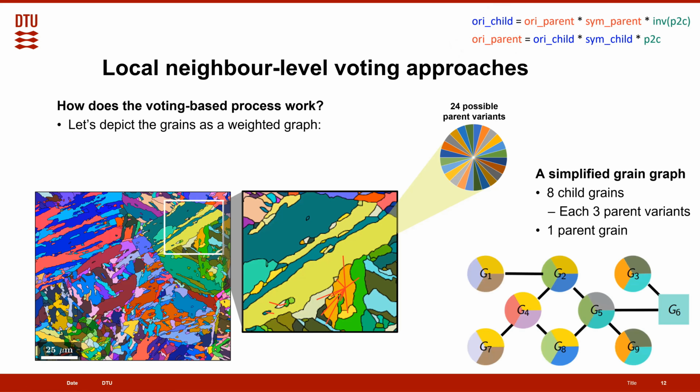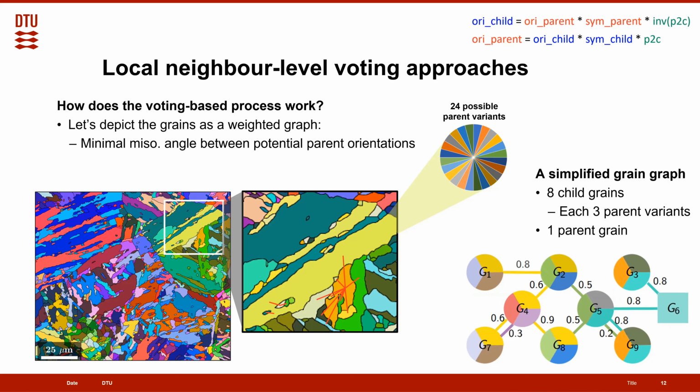Of course, this is very difficult to depict in a grain graph, and that's why we chose to introduce these algorithms on a so-called simplified grain graph, where we look at some different child grains, which are those circles here, and some parent grains. This is the square one. And here we only allow 3 possible parent variants per grain. That's just hypothetical to make this example a little bit easier. And what we can see is that there are some grains. For example, grain 5 is very connected to grain 2, 8, 9, and 6. And each of these grains has 3 potential parent orientations based on the orientation relationship.